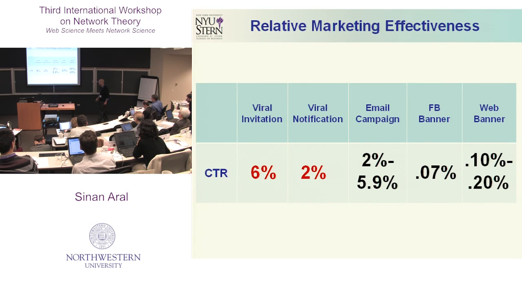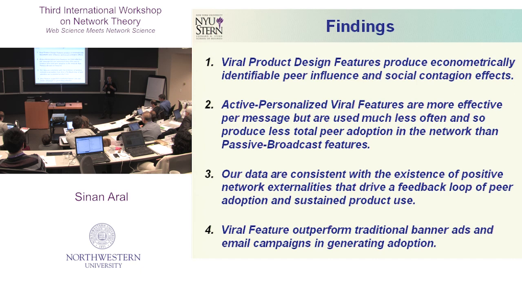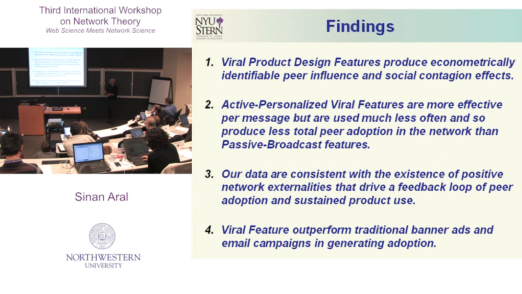So there are four findings, and this is the last slide. There are four findings to this study. The first is that viral product design features produce econometrically identifiable peer influence effects and social contagion. Active personalized features are more effective per message, right? But used much less often, and so produce less total peer adoption in the network and less contagion.